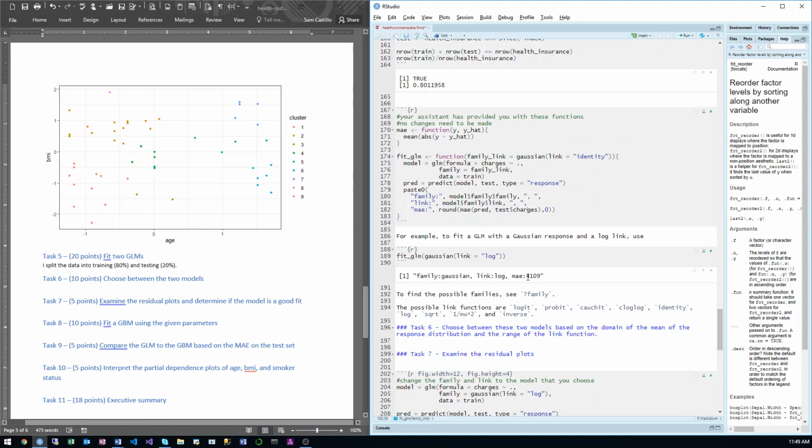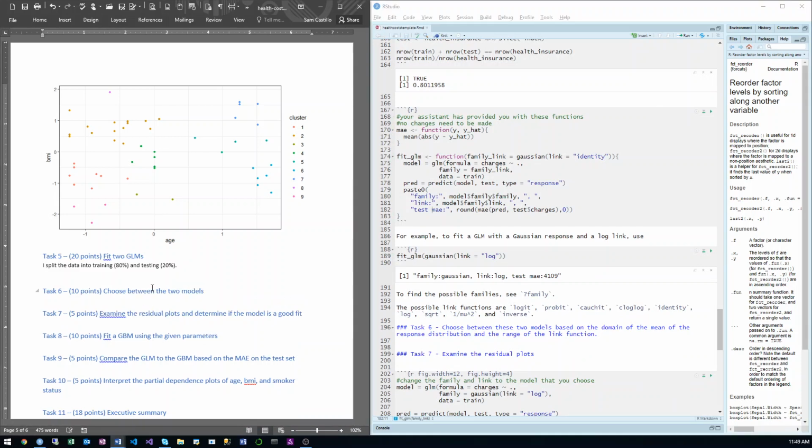And it says the MAE is 4109, right? I train the model on the training data and then evaluate it on the test data.